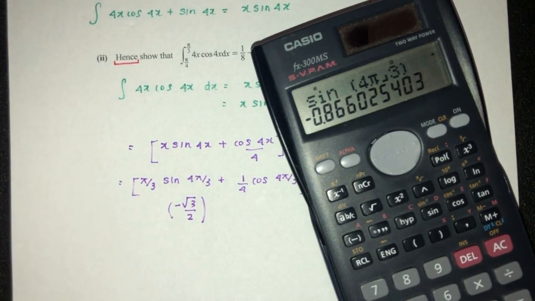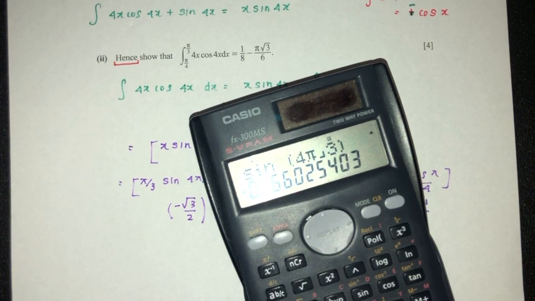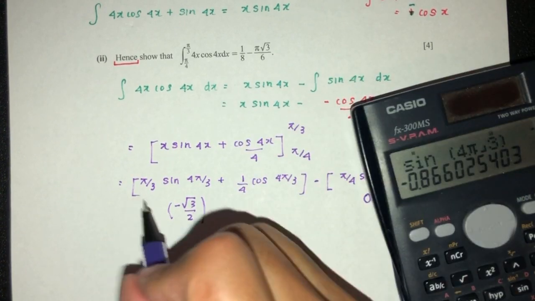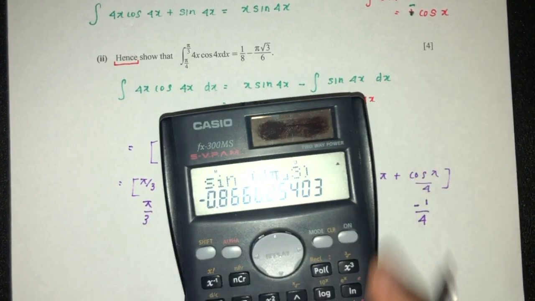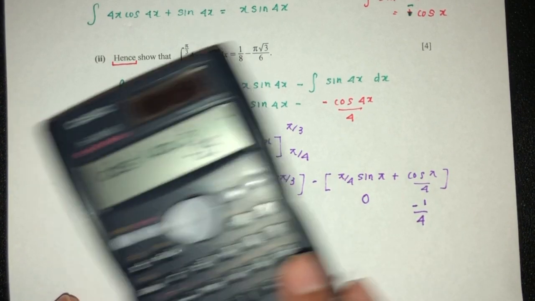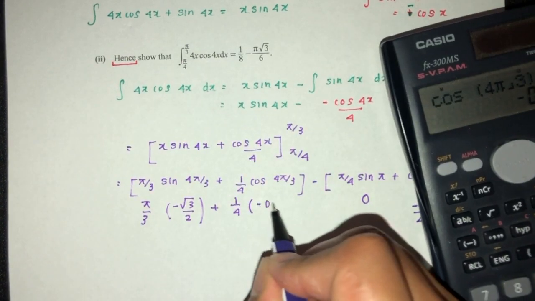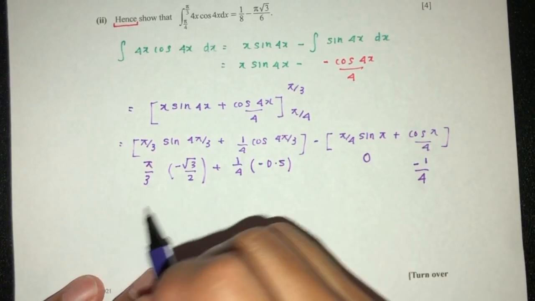Again, this is the exact value we have to kind of know. Or you can use, I think they have different calculators now. You can use that to find the exact value for this kind of expression. That is pi over 3. 1 over 4, and here we have cos of 4 pi over 3. This one, that will be minus 0.5. So simplify. That will give you what?